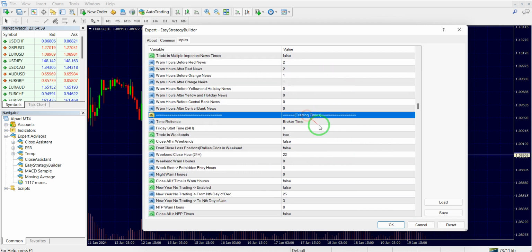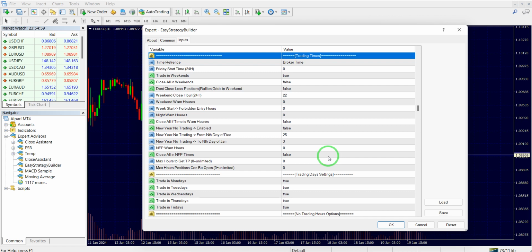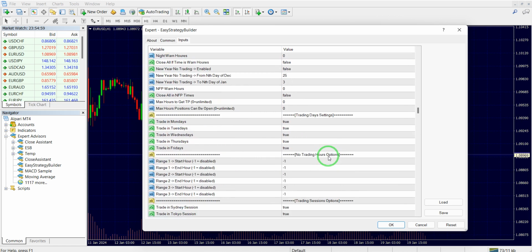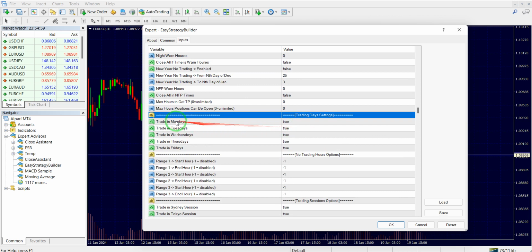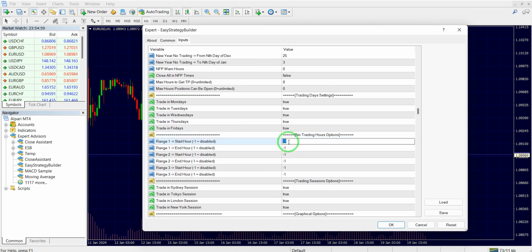You can tell the ESB the trading times, what time it should trade, what time it should not, on the weekend, what to do on the new year, and different types of settings that you can see here. And you can tell the ESB what days of the week it should trade, and what hours every day it should trade. For example, you can say, from 2 a.m. to 5 a.m. trade, or from, let's say, 5 p.m. to 8 p.m. don't trade. So you can tell the ESB what times of the day it shouldn't trade.